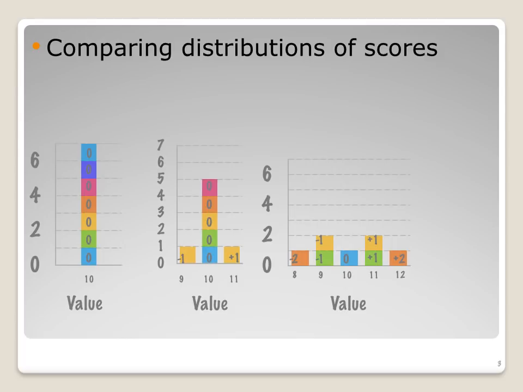Variability, on the other hand, can be thought of as a distance measure, measuring the distance on the left and the right of the mean. Some scores have a distance of plus or minus 1 away from the mean, as in the middle distribution, and other scores can be a distance of 2 away, as on the right.